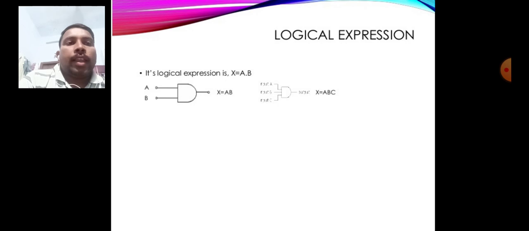This is the logic expression for the AND gate. The logic expression is X is equal to A and B, where A and B are the two inputs and X is the output. So this shows the expression of the AND gate.